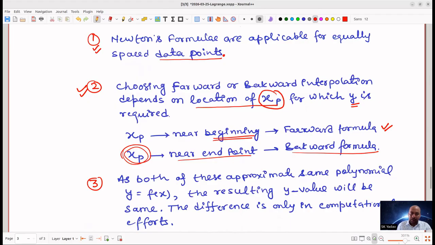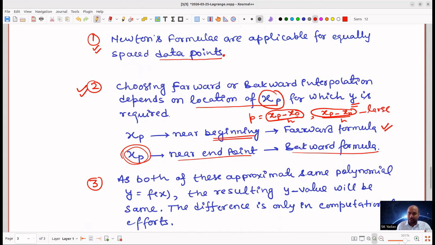Because if I have this xp near the beginning, so if I compute p here, so the gap between xp minus x0, which is initial point, divided by step size, which is equal, so h. So this difference will be smaller. Your computation will be very easy. But suppose if I have this xp near the beginning and I am using backward formula, so this will be changed as xp minus xn, which is last data point, divided by h. So this gap will be large.